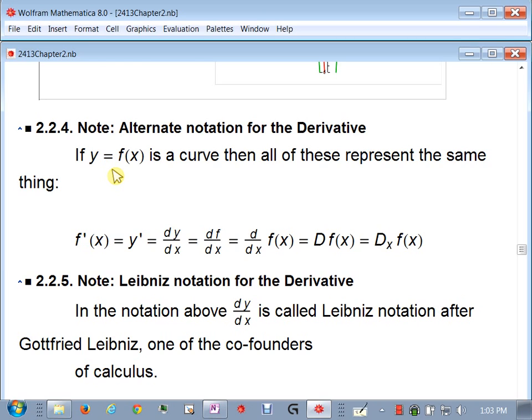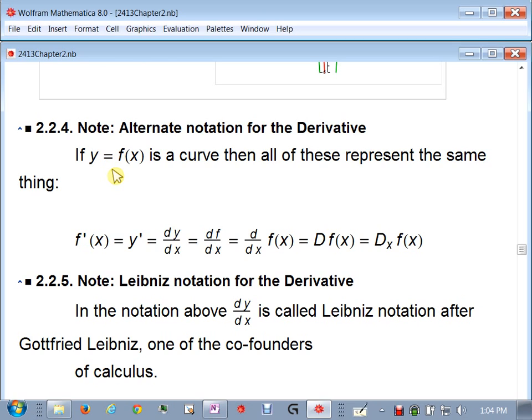I could put df dx because f is the function. This is like the derivative of the function treating x as your variable. Or you could write d dx of f of x, which would mean take the derivative treating x as your variable of the function f of x. Then we use capital D. This will come up in Cal 3 if you ever have to take Cal 3. We use that notation instead.